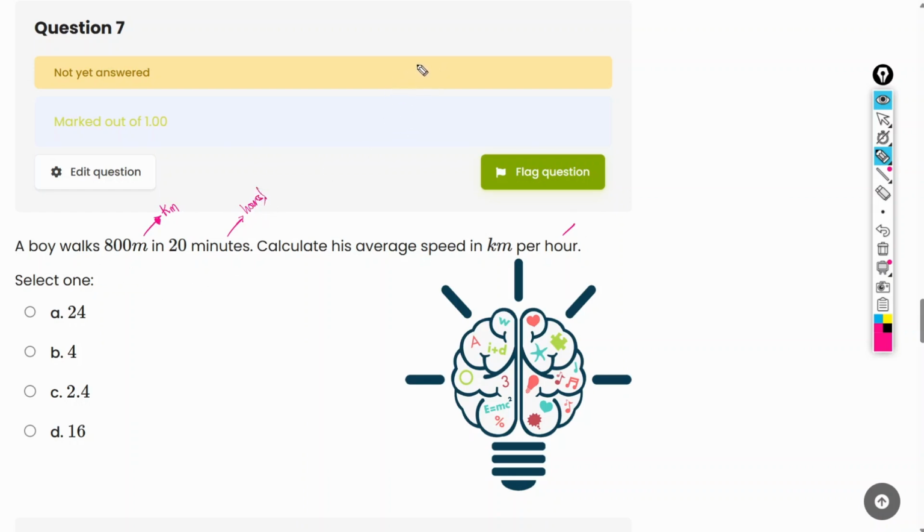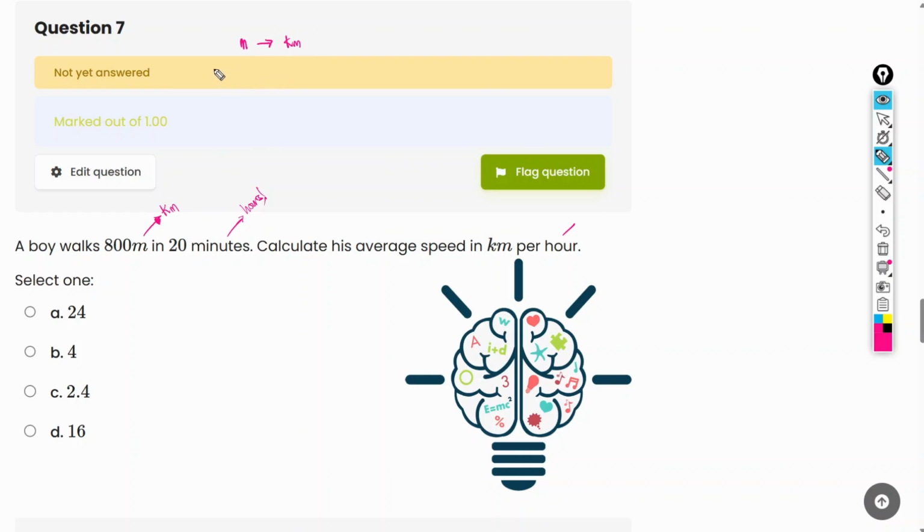Okay, so I have a neat trick that if you learn it, it's going to really help you with unit conversions, even when it's complex, even when you have quotients of units and all of that. If you learn it and you understand it, it's really going to help you. So let's see if we can do that for 800 meters and 20 minutes to hours. All right, so I want to convert meters to kilometers.